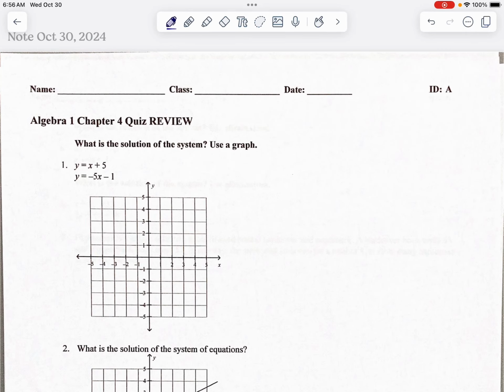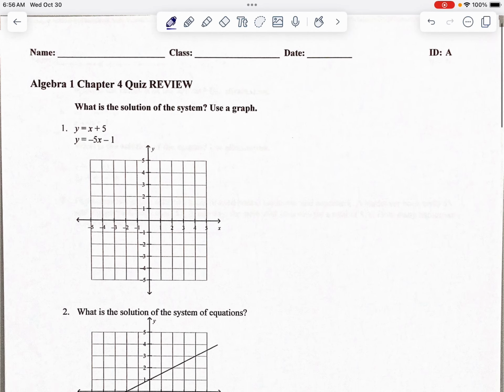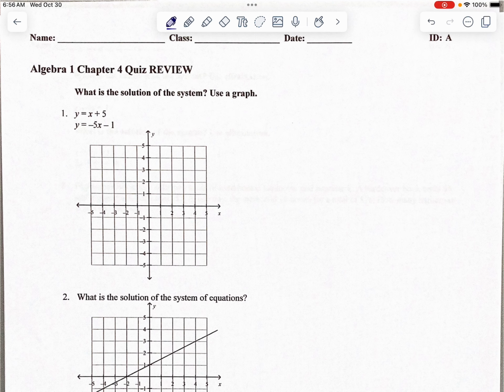All right, this is our Chapter 4 quiz review. Number 1, you're asked to graph to find the system's solution. So the first one I'm going to do in red. We can see that our y-intercept is 5, right? So there's a 5. And we can see our slope is 1, right?